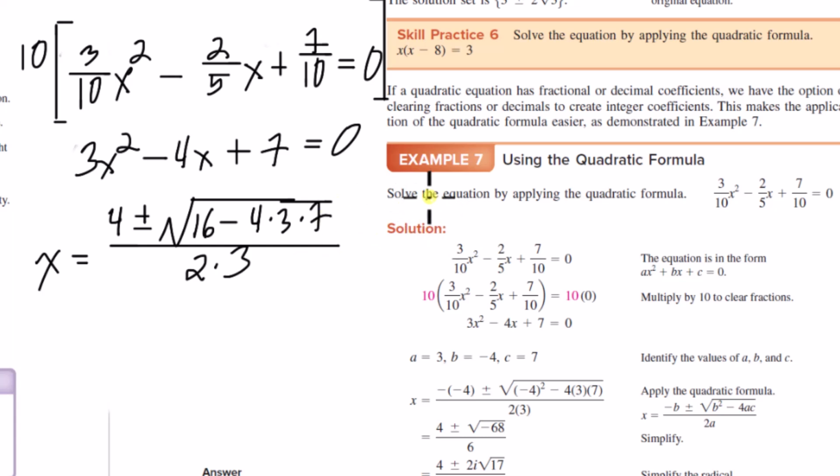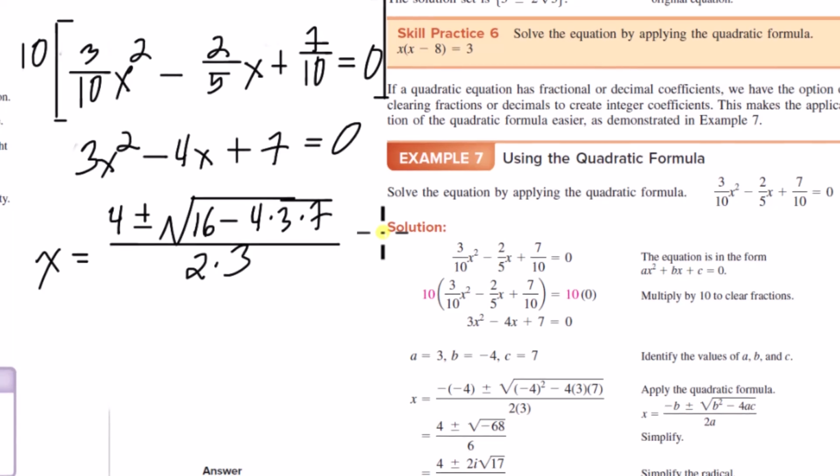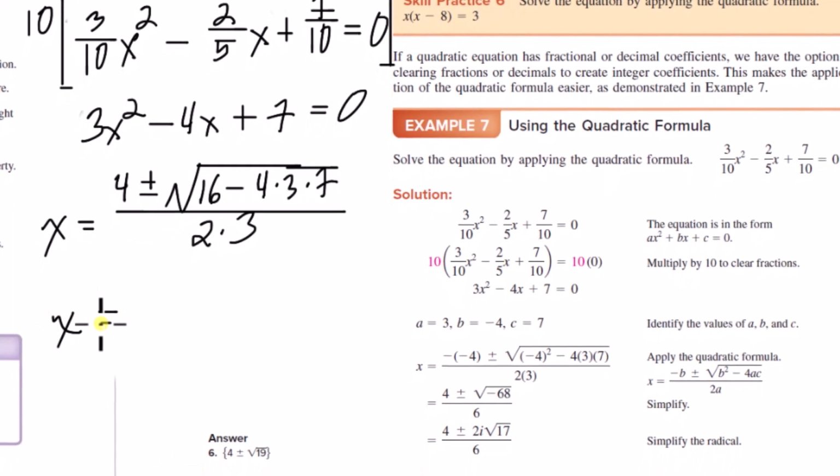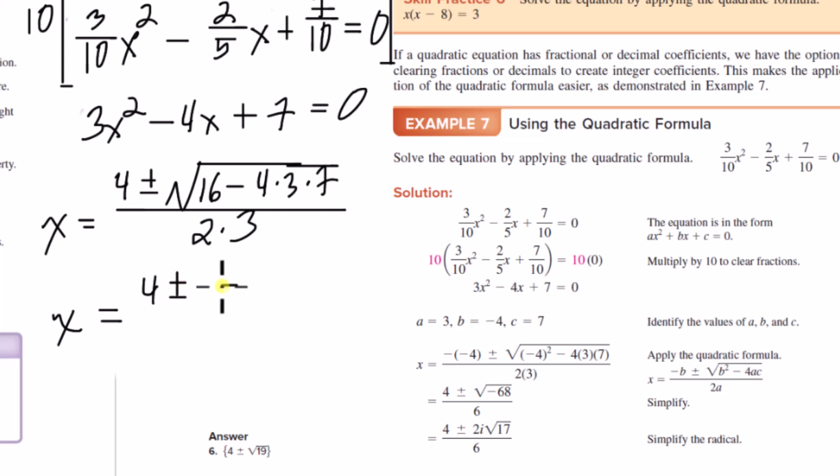So let's see. 7 times 4 is 28. 28 times 3 is, would that be 84? 16 minus 84 is minus 68. So we've got 4 plus or minus the principal square root of minus 68 over 6. 68 is 17 times 4. So let's go ahead and take out the i. 17 times 4. So we can take out a 2, so it's going to be 2i root 17.